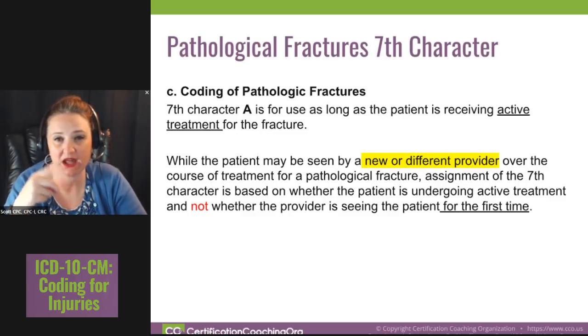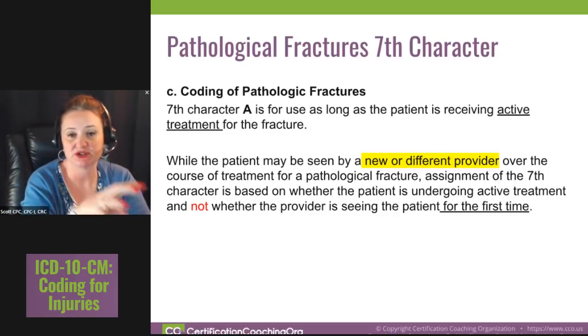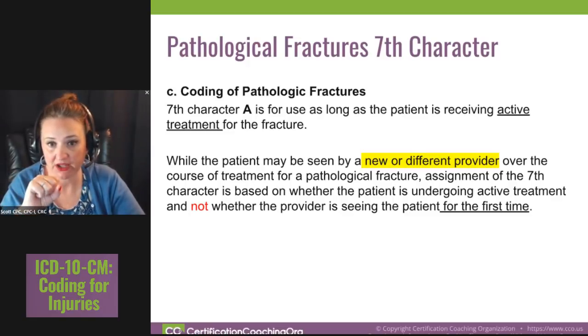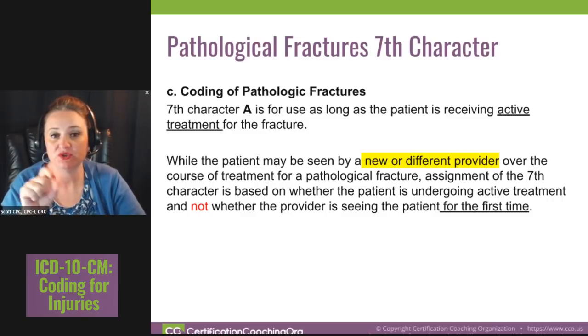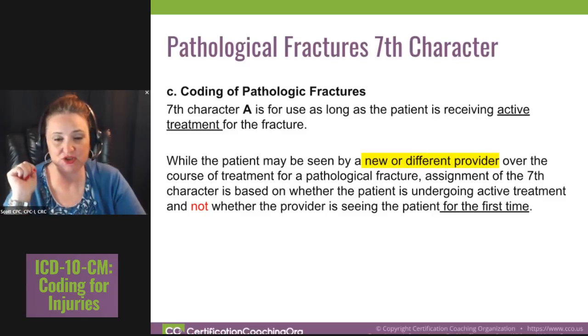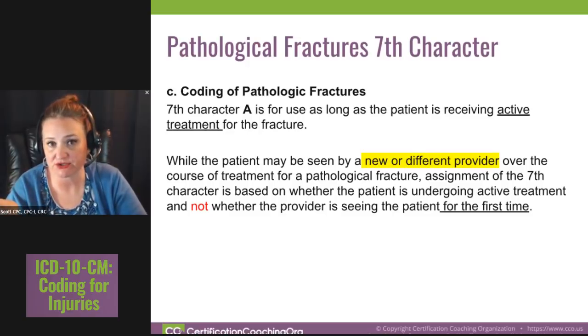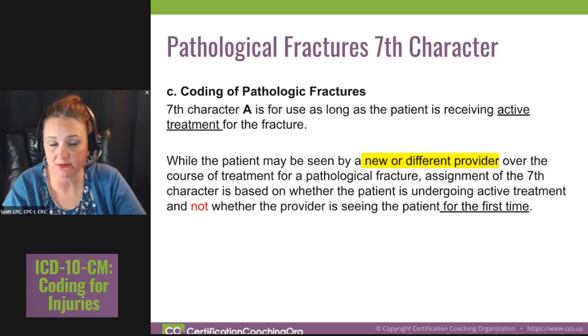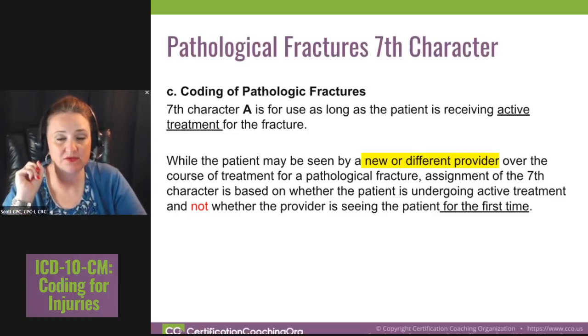Most of the time, though, with a pathological fracture, what they're testing you on is, do you understand the difference between a traumatic fracture and a pathological fracture, and how you code that differently? Okay, so when you see anything that says pathological, that's probably the concept that they're wanting to make sure that you understand. Just remember that when you're dealing with fractures, it is based on the fracture treatment, not how many visits you're in to the treatment or who the provider is, if it's a new provider or not.